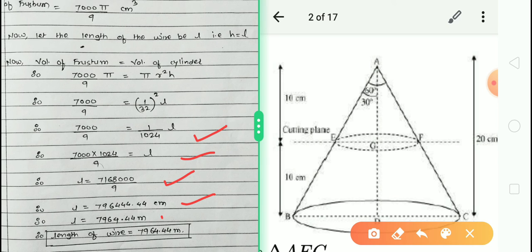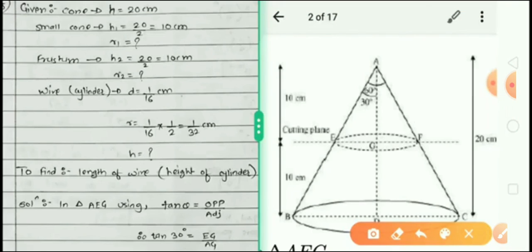So we'll get length is equal to 7,964.44 meter. Therefore, we can write the final answer as length of the wire is equal to 7,964.44 meter. So we have done with the exercise.